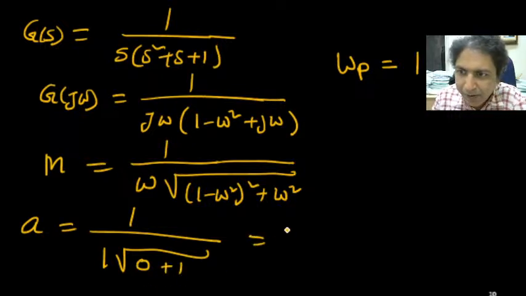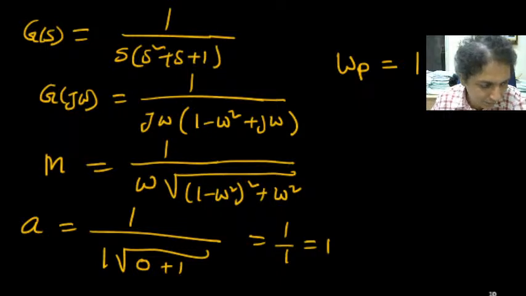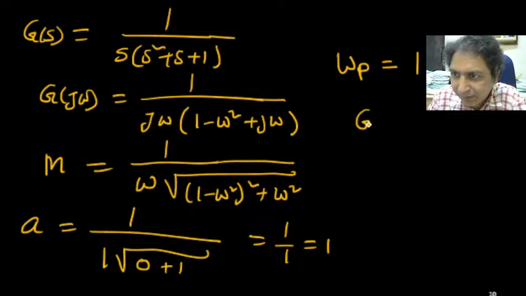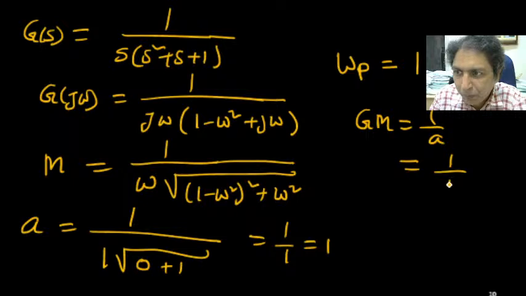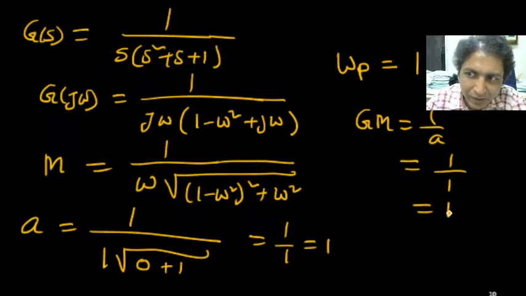So this is 1 by 1 means 1. So A equals 1. If A equals 1, what is the gain margin? Gain margin is 1 upon A. This is 1 upon 1. That means simply 1. So gain margin 1 implies that it is under critical conditions. If you increase it a little bit, it will diverge. It will become unstable.